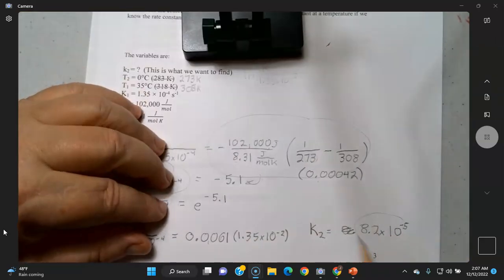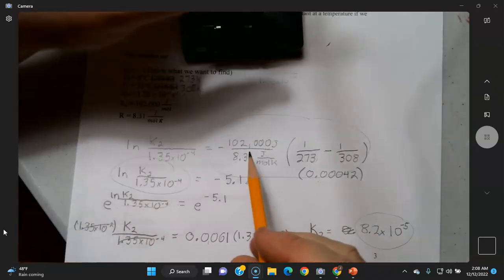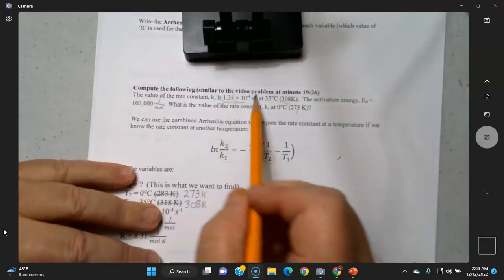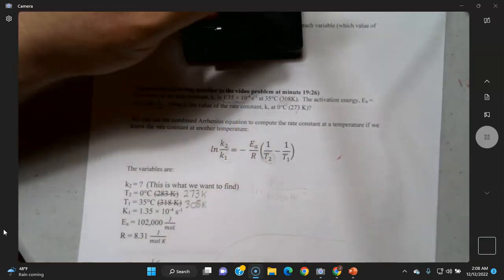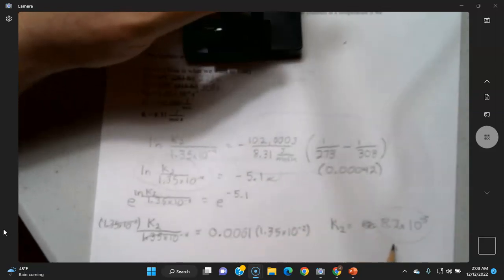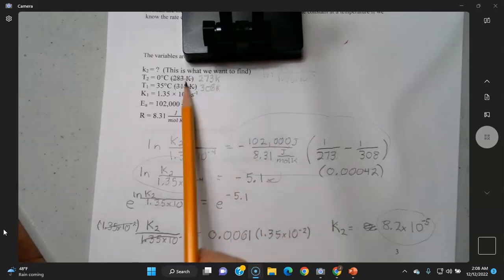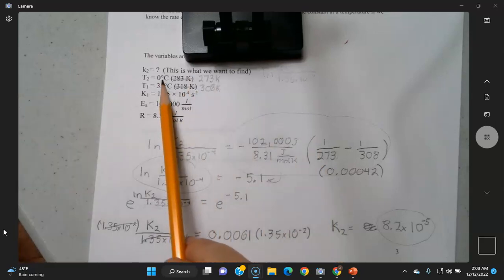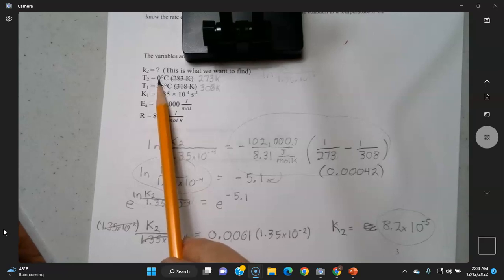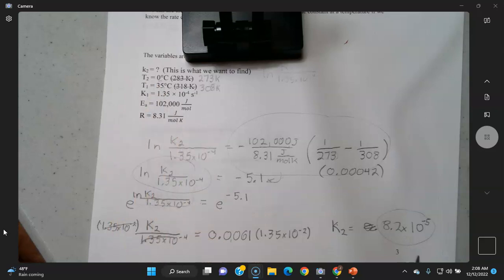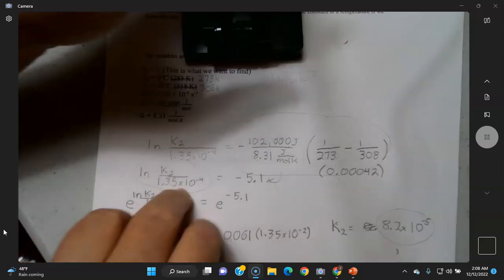So notice that this number is smaller than the number we started with. That rate constant is bigger than the one we have down here. Why is that? It's because we started at 35 and we wanted to know what the rate constant would be at a much lower temperature, 0. That means the K is going to be less because you have lower temperature, so you have a lower value of K. All right, that's how you do that one.